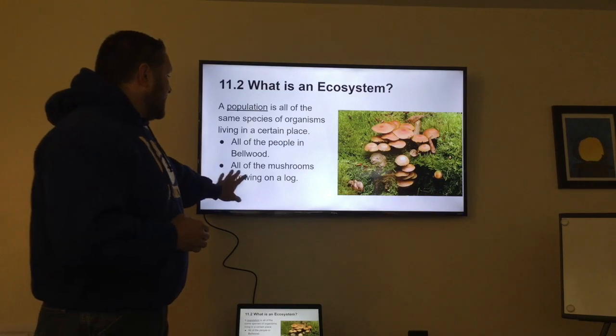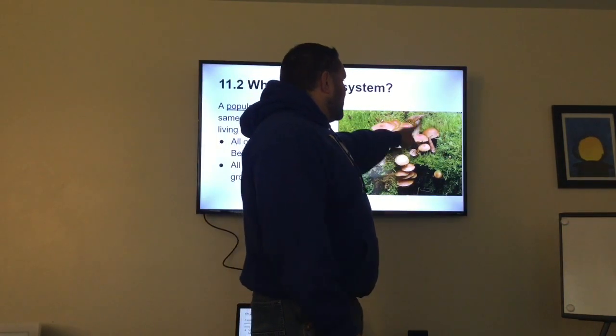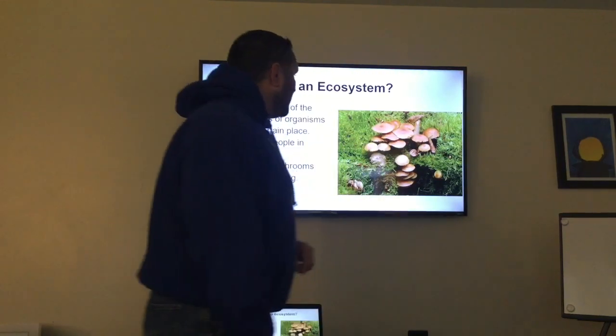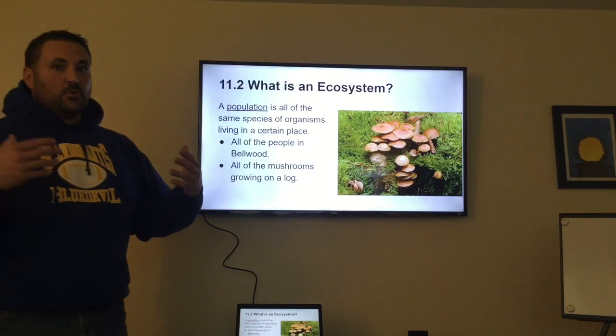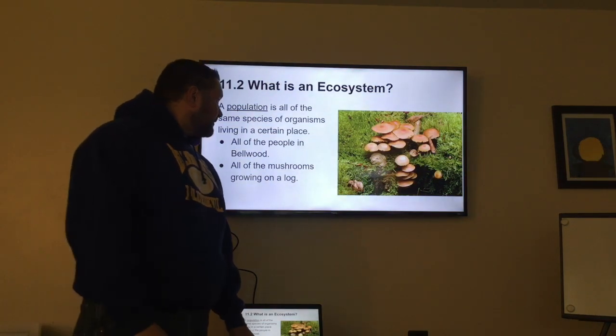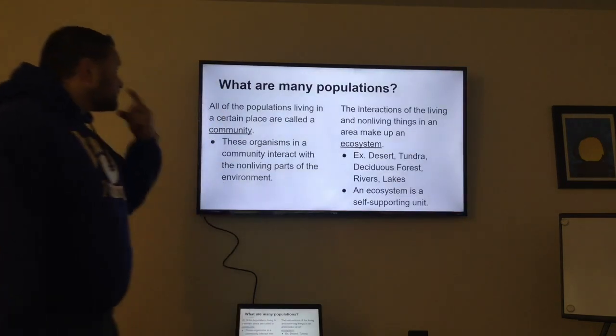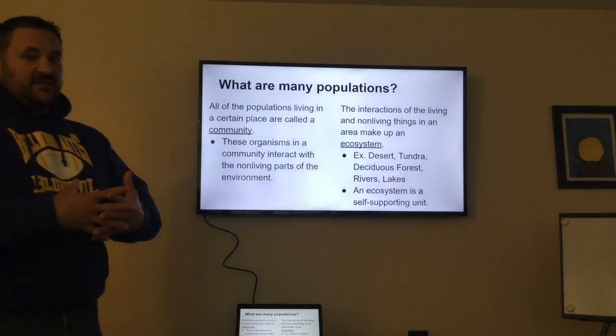This picture here shows a population of mushrooms growing on a log. These are all the same types of mushrooms, and we could count every mushroom growing there. That's a population. It could be the population of brook trout in a stream. That's a population. There's lots and lots of different populations that come together.